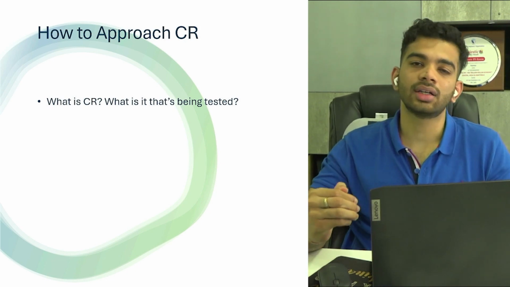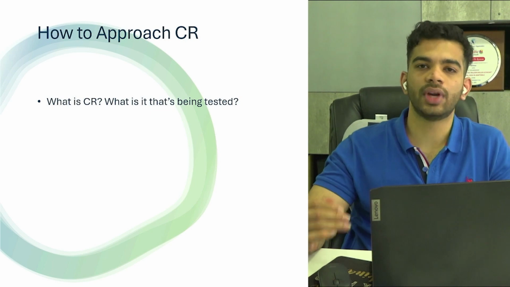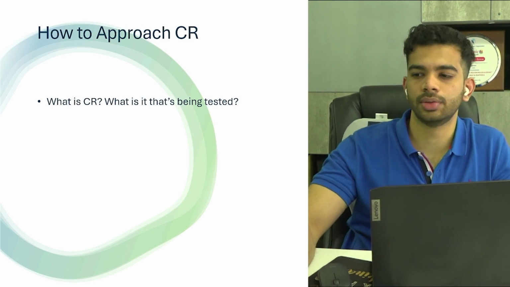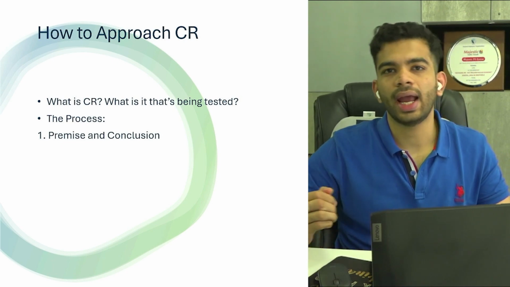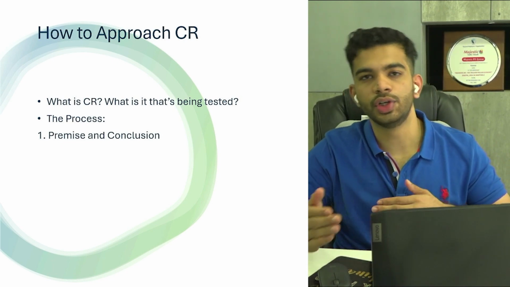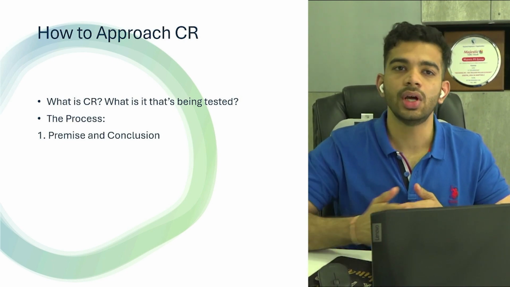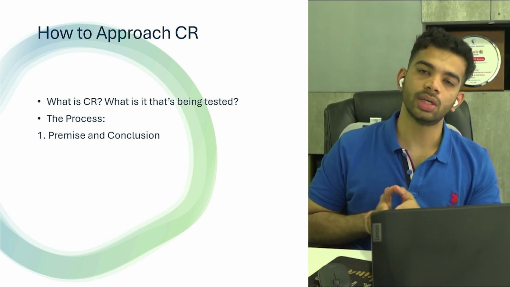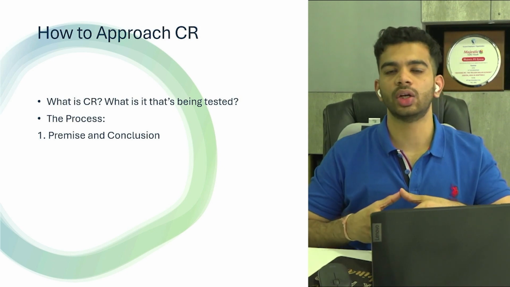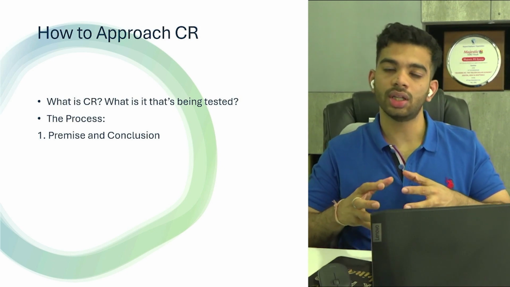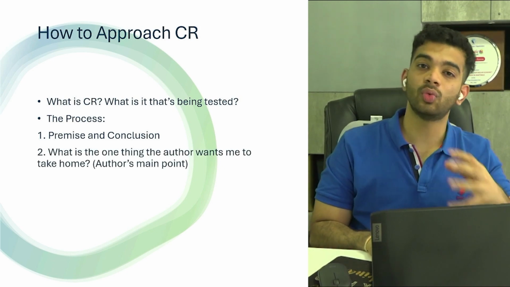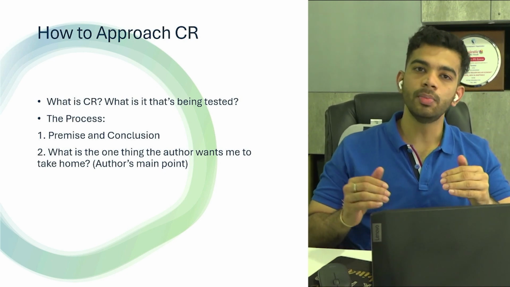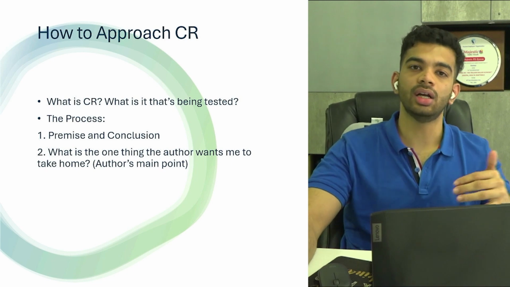So with that in mind, we can start developing a framework which will help us approach any kind of CR question. The first step in order to crack any CR problem is for us to differentiate between the premise and the conclusion. And for that, we need to understand what a premise and a conclusion is. The premise is what supports the conclusion, what leads to the conclusion. And the conclusion is the main point of the author. It is what the author wants us to take home.